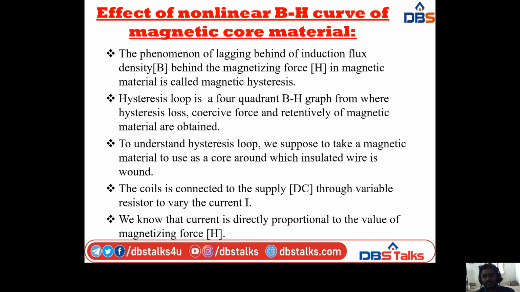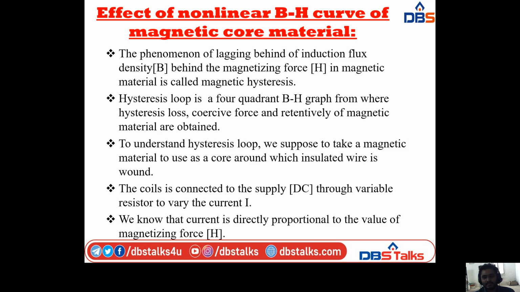So the hysteresis loop is a four-quadrant magnetic B-H graph, from which hysteresis loss, coercive force and retentivity of a magnetic material are obtained.